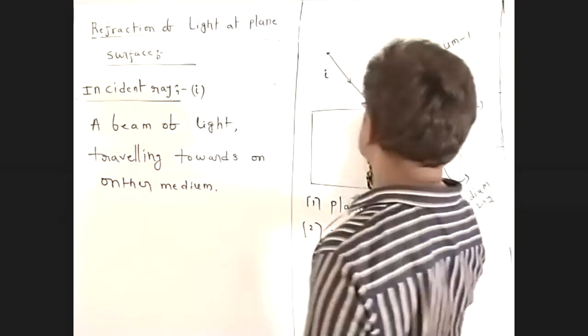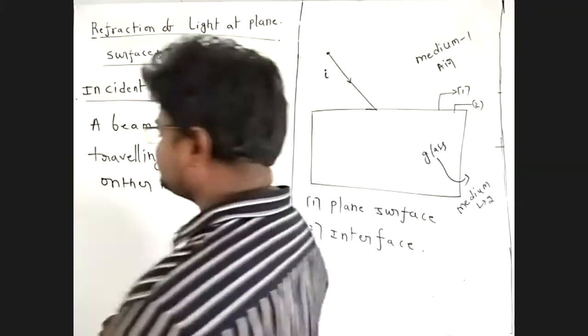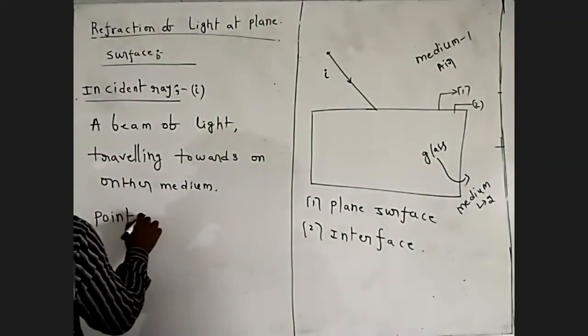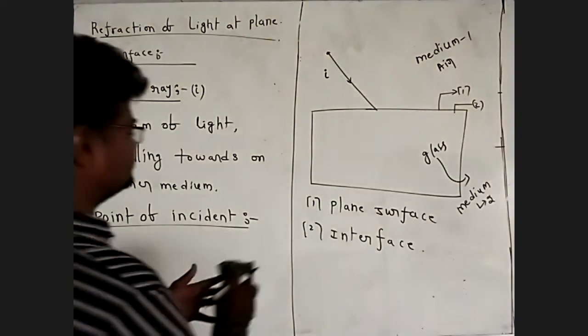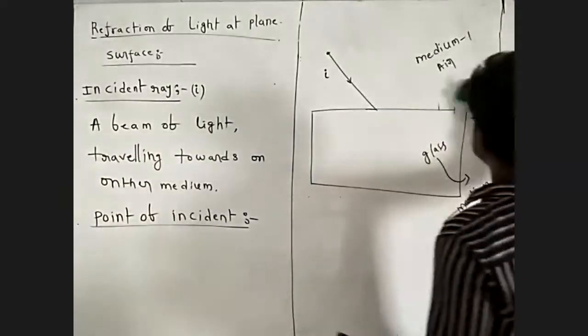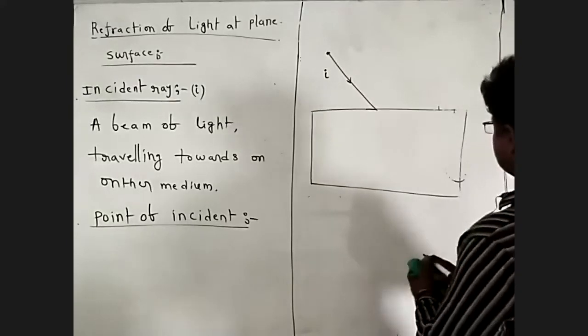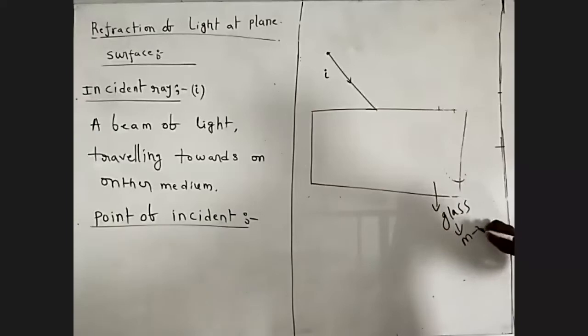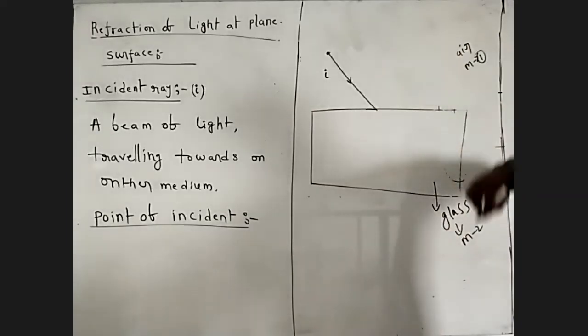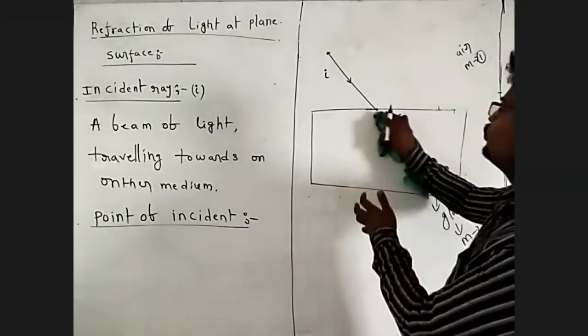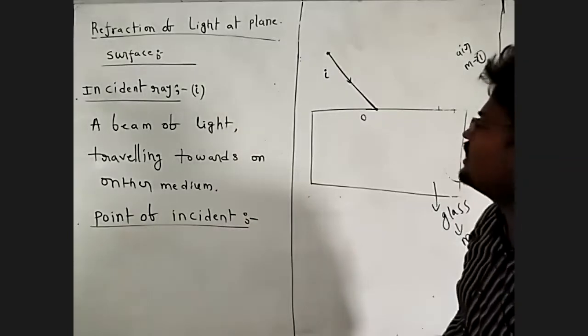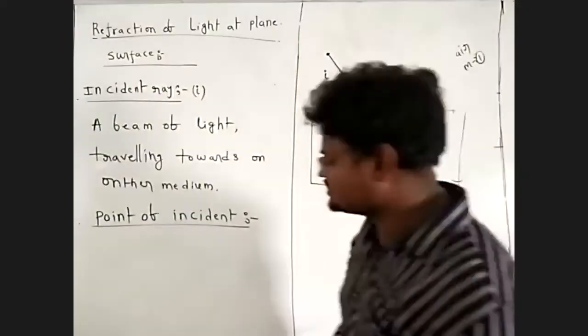Now, what will happen next? Point of incidence. I'm taking this as point O. Where the incident ray strikes another medium is called the point of incidence. Very simple.